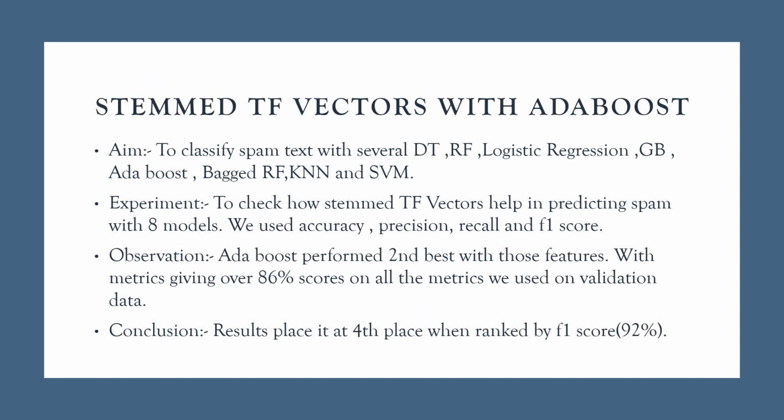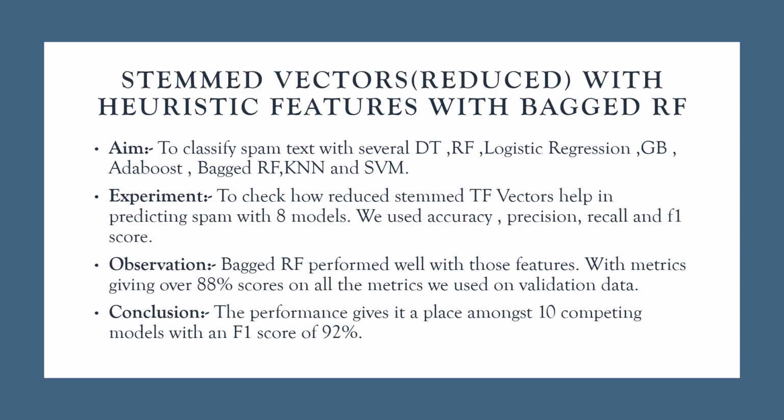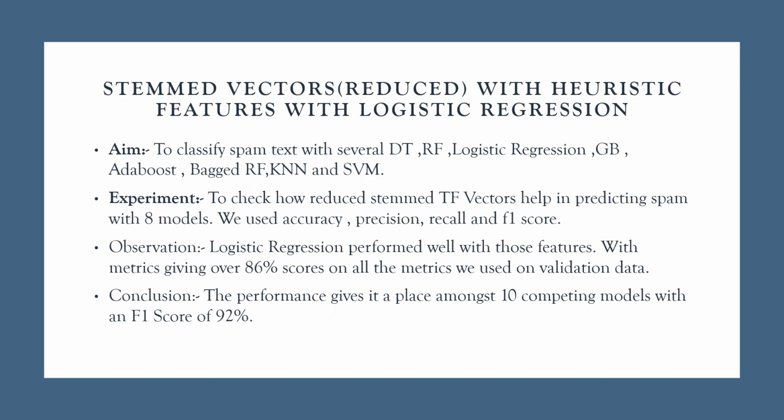AdaBoost performed slightly worse than logistic regression, which had an F1 score of 92%. Stemmed vectors, when reduced with heuristic features with bagged random forest, gave us a performance of 92% F1 score, which, considering it is a reduced vector, is a good performance. Logistic regression on the similar feature we said just before gave us an F1 score of 92%.